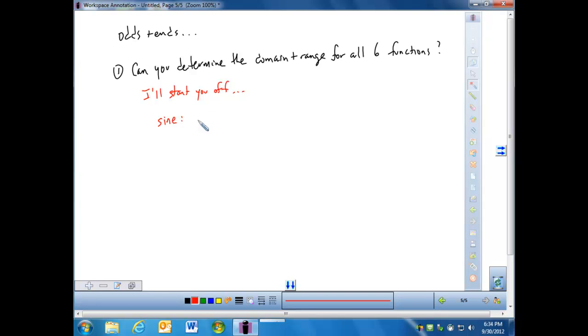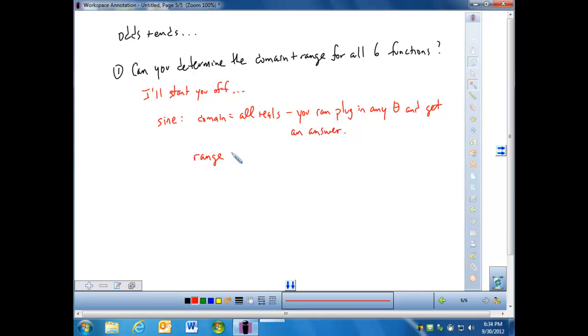So for the domain, what values can you plug in, what thetas can you plug in and get a sine for? In this case, it's all reals. Every single number, every single measurement gives you a sine value. You're never going to get an error or an undefined. And why is that? Because you're dividing by the hypotenuse, and there's always a hypotenuse, always a radius of the unit circle.